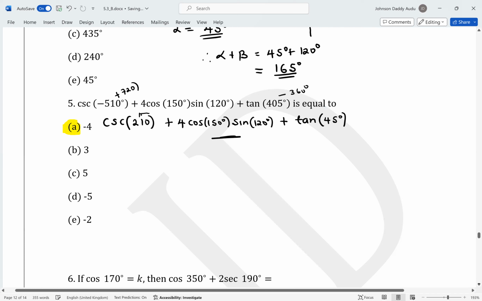So this is quadrant 3. This is quadrant 2. This is also quadrant 2. And this is quadrant 1. So here we are using the reference angle. Now, since this is quadrant 3, what does that mean? It means that in quadrant 3, we know cosec is negative. So it's going to be minus cosec.